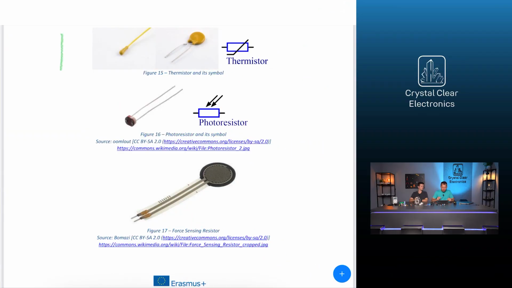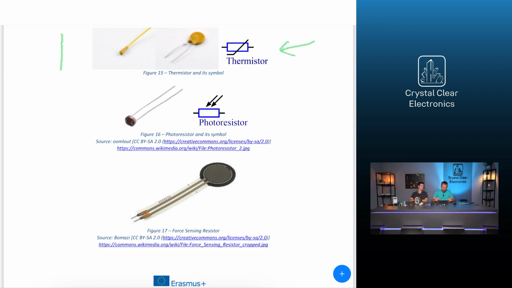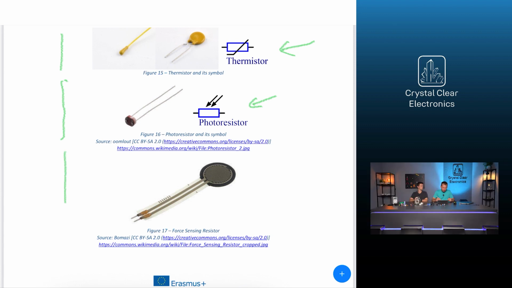The resistance of a thermistor changes with temperature, and its marking is very similar to that of a resistor. Of course, the photoresistor changes its resistance in response to the intensity of the light. The marking is also similar, with the two small arrows referring to the light. As for the strain gauge, I'd like to highlight a special application.